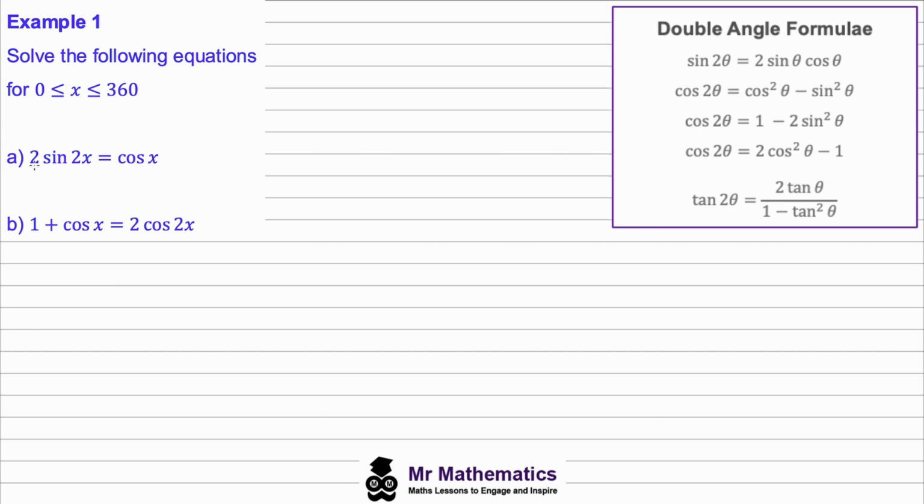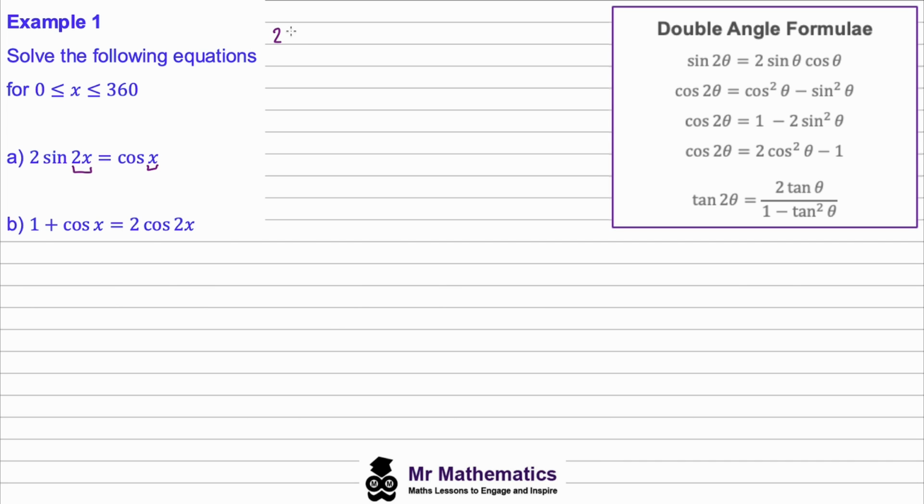So if we begin with example A, we need to solve 2 sine 2x equals cos x within the range of 0 to 360. The problem we have is that we've got a 2x on this side and an x on this side. So we need to use the double angle formula to write sine 2x in terms of x.